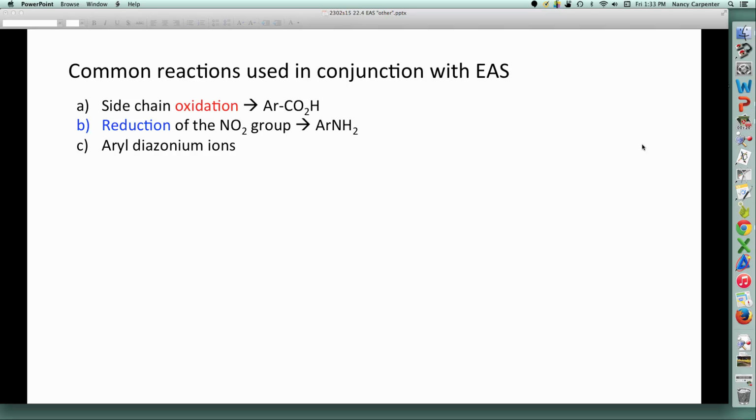So the three reactions that we're going to look at are a new oxidation, chewing up an alkyl group on an aromatic ring. That'll give you an aromatic acid. Reduction of the nitro group, so we put the nitro group on the aromatic ring and then we can reduce it down to the amine. And the third one is something called aryl diazonium ions, which is really cool, clever chemistry.